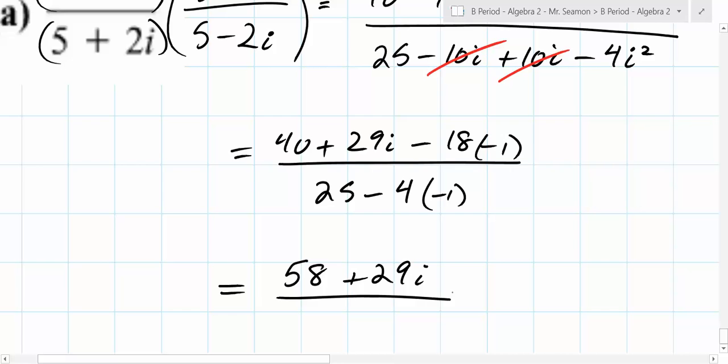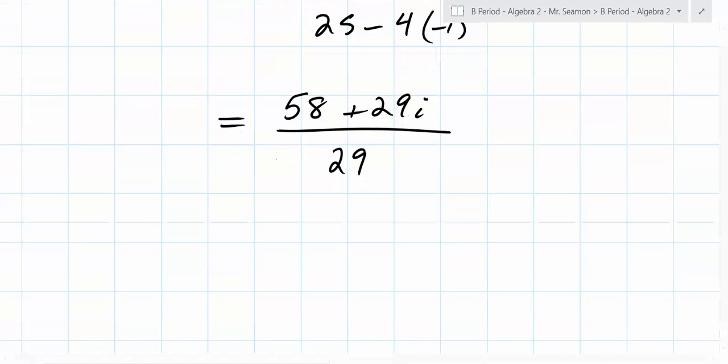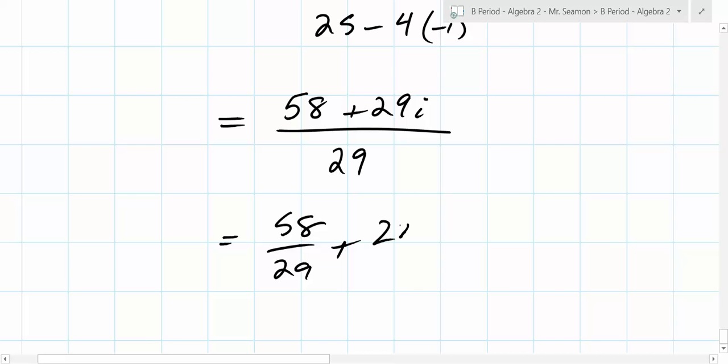What does the bottom become? 25 plus 4, which is 29. Can this be simplified? Yes, it turns into 58 over 29 plus 29i over 29. Done.